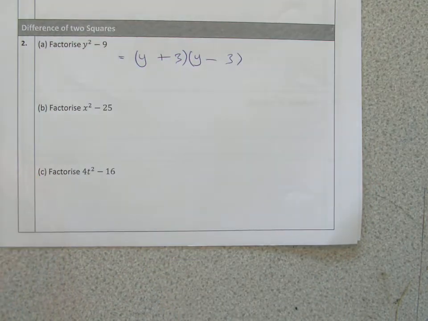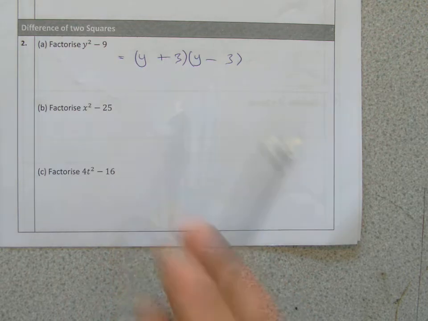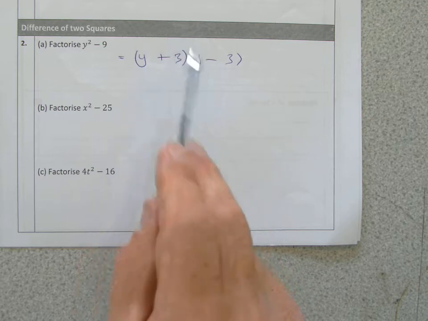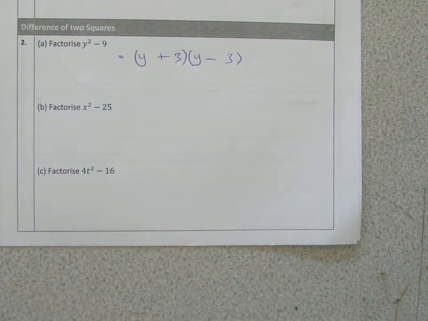Okay, that's always the same, right? You could put a minus and a plus there, it doesn't matter the order, right? If you want, do FOIL on this. Multiply it out, and you get back to this, right? So you see why it works.